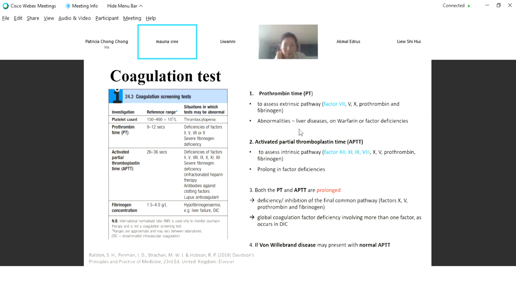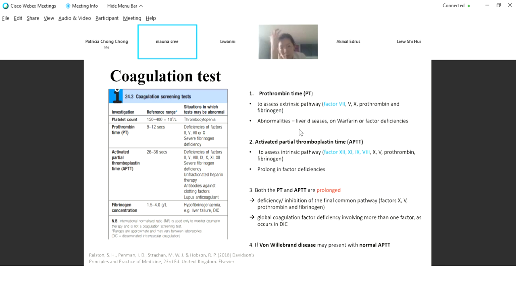So the reference range is also there, and also diagnosis and differential diagnosis for the specific causes. If you see in detail, prothrombin time is to assess the extrinsic pathway, especially factor 7. If the prothrombin time is prolonged, it is due to liver disease, patients on warfarin, or factor deficiency, which is factor 7.